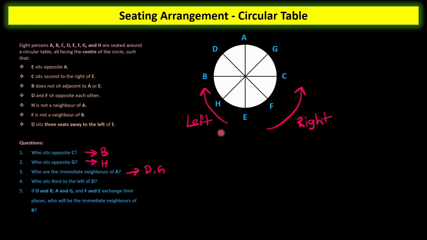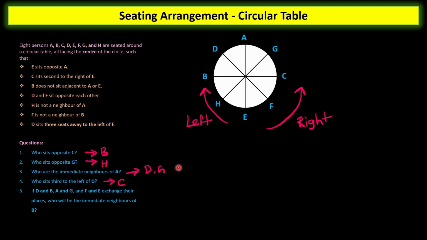Fourth question is who sits third to the left of D? So left of D is this side. So first position is this A, second is G and third is C. So its answer would be C.